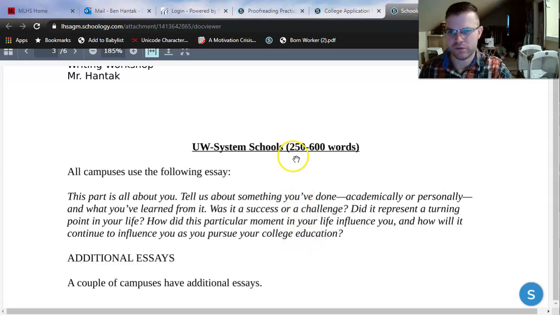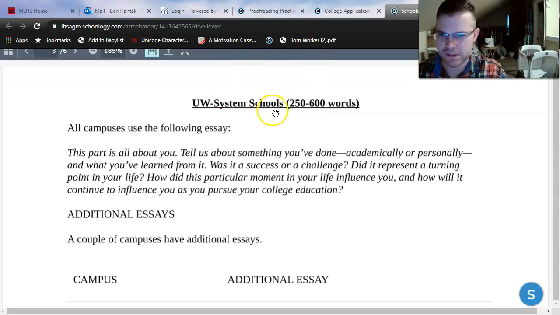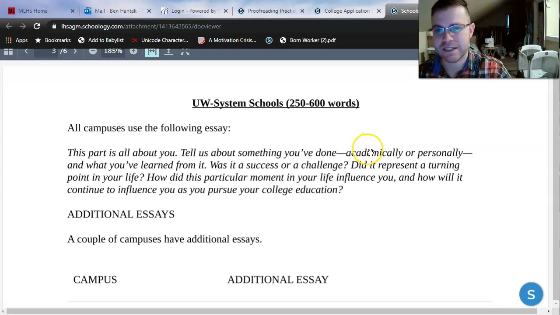The last one's to walk through UW schools. So notice they also have a range, 250 words. I would argue that's too small. Up to 600 maximum for this particular prompt. It says this part is all about you. Tell us about something you've done, academically or personally, and what you've learned from it.